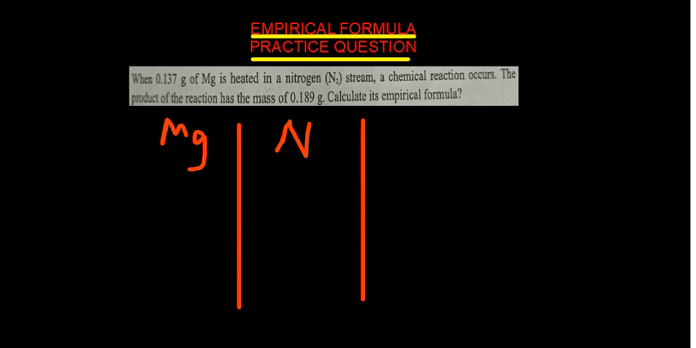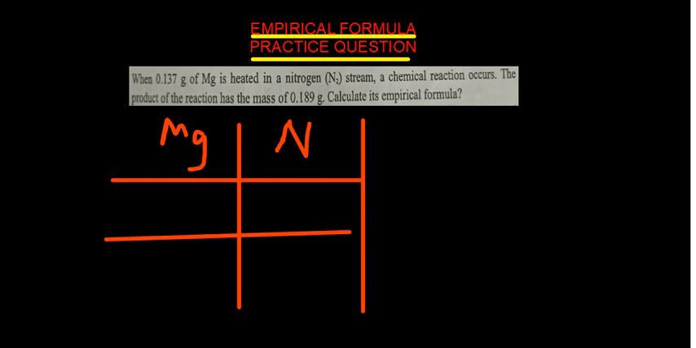So we have magnesium, which is reacting in what? In nitrogen. So these are the only reactants that we have. Okay, so we need to determine their number of moles. So what do we do? What is the mass? We need to determine their masses first of all.